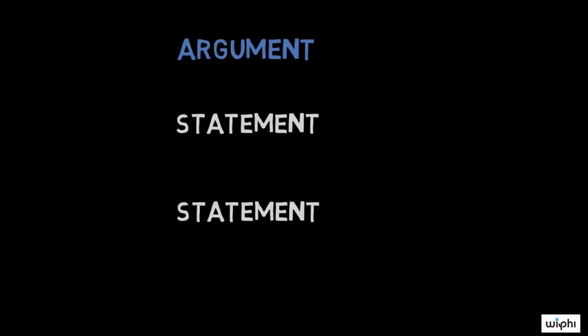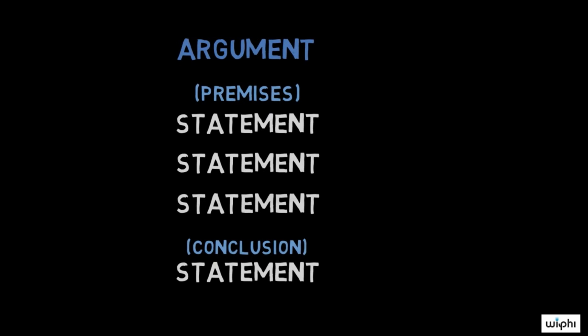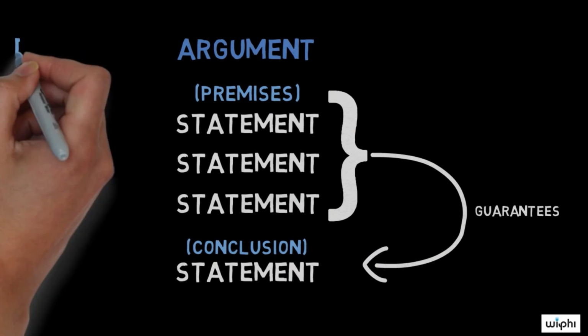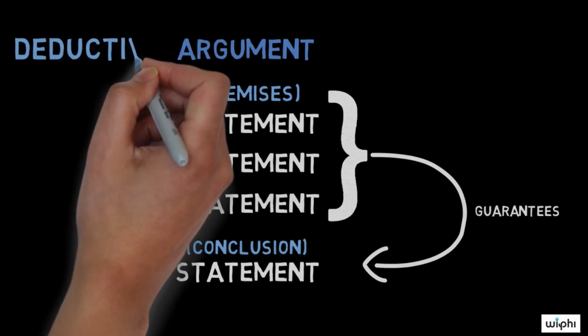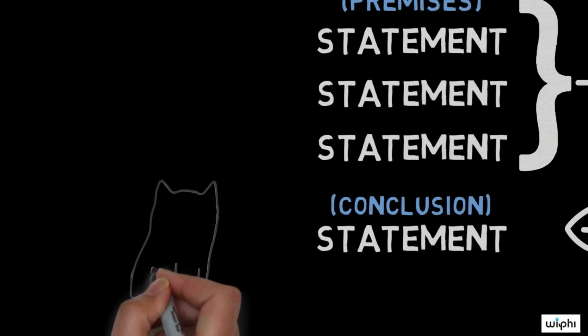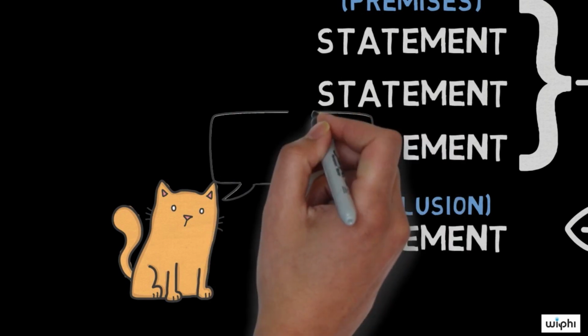An argument is a set of statements, called its premises, that are meant to give you a reason to believe some further statement, called the argument's conclusion. In some arguments, the premises are meant to guarantee that the conclusion is true. Arguments like this are called deductive arguments. A good deductive argument can give you a very good reason for believing its conclusion. After all, it guarantees that its conclusion is true.